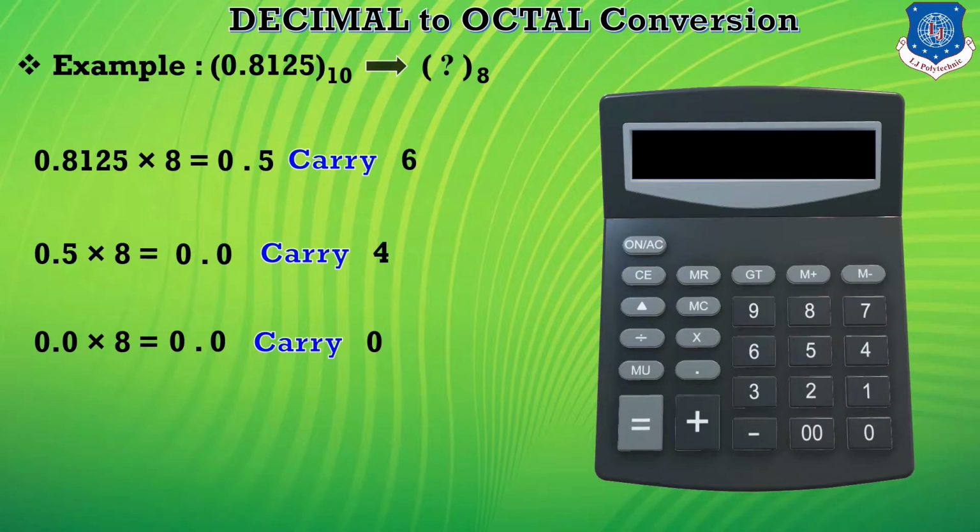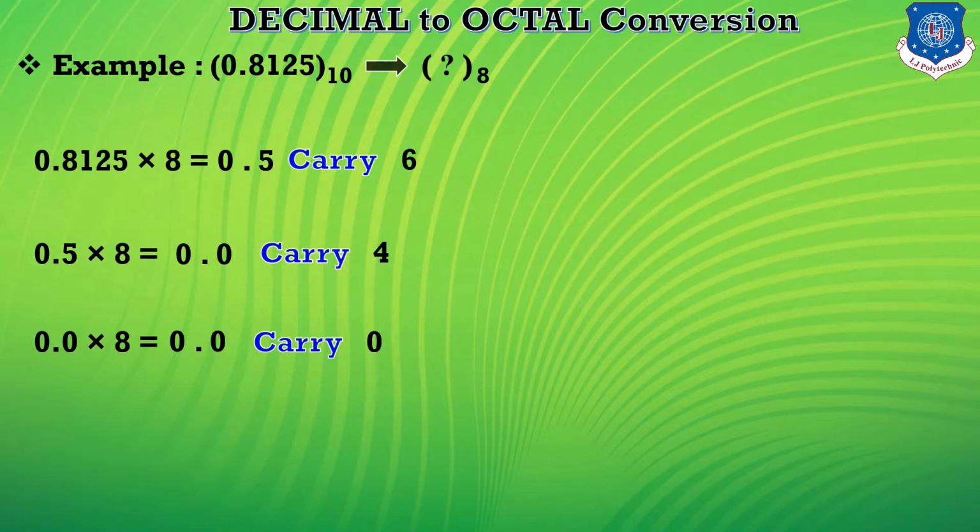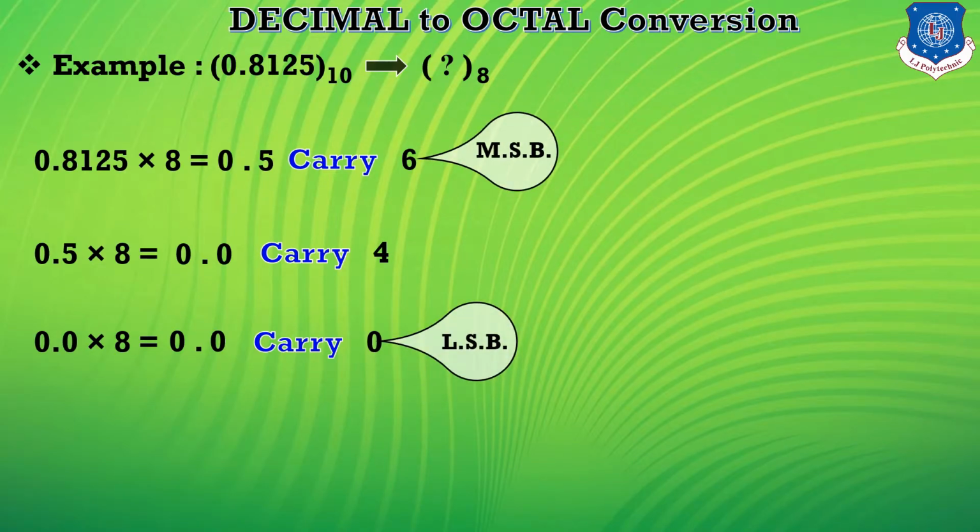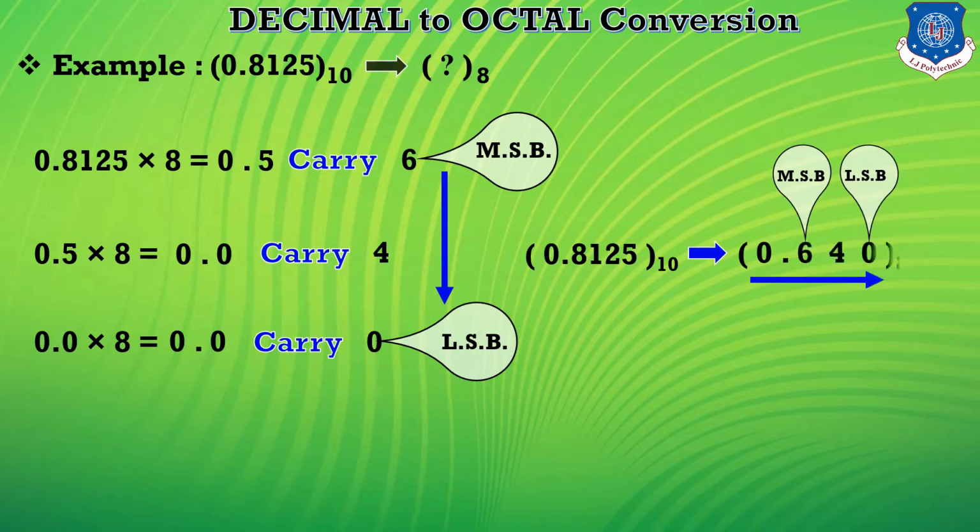So now we assign LSB and MSB. Students, listen carefully. In conversion of fractional value, the position of LSB and MSB is changed compared to the integer value. Here, MSB is assigned to the uppermost digit and LSB is assigned to the lowermost digit. This arrow indicates the position of digits for the answer. As you can see in the answer, 0.8125 of the decimal number is converted into an octal number like this: 0.640.